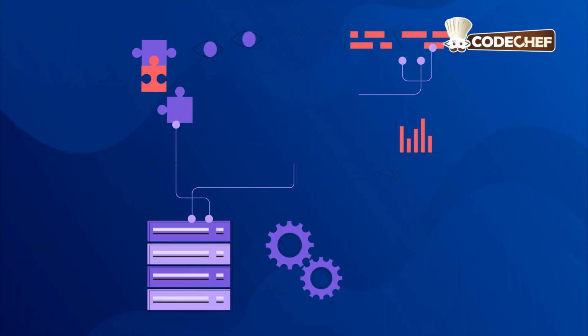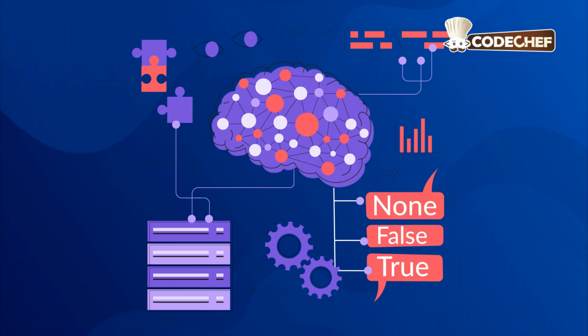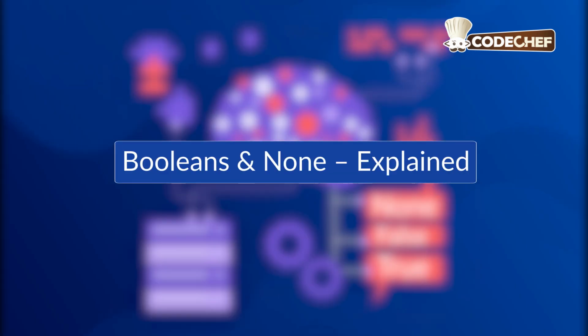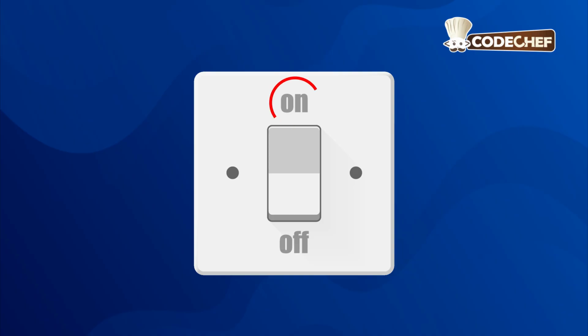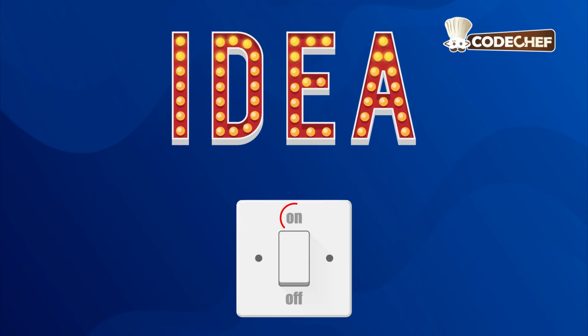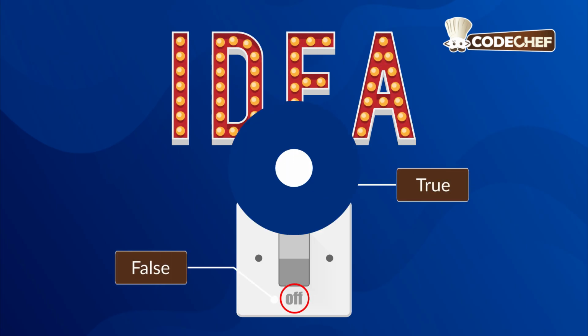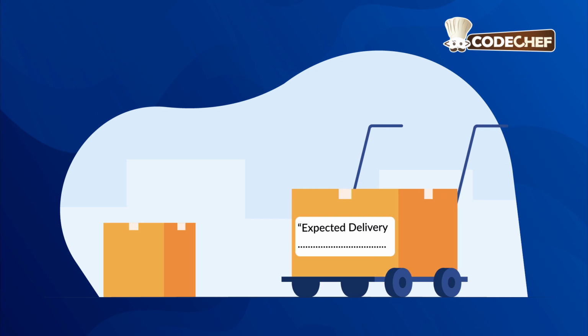Today, imagine giving your app a brain, one that makes decisions and even knows when something is missing. That's where Booleans and None come in. Booleans are like switches, on or off. Switch on, the bulb glows. That's true. Switch off, it's dark. That's false. None is like a package that hasn't been delivered yet. You know something should arrive, but right now it's not there.